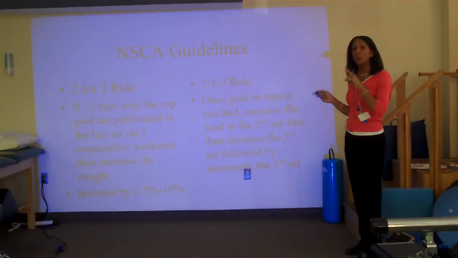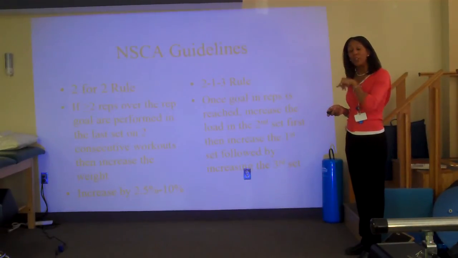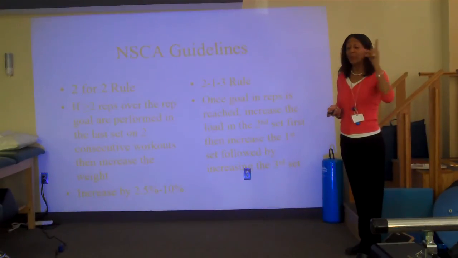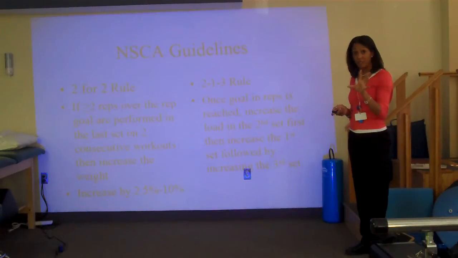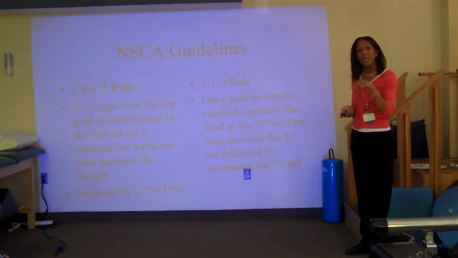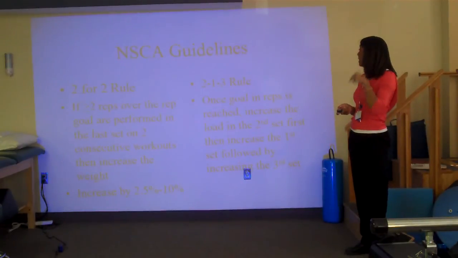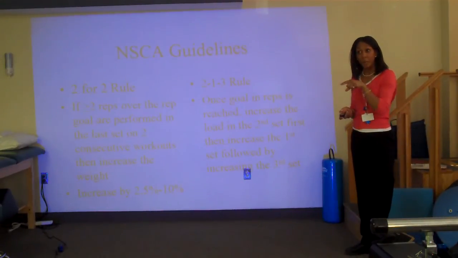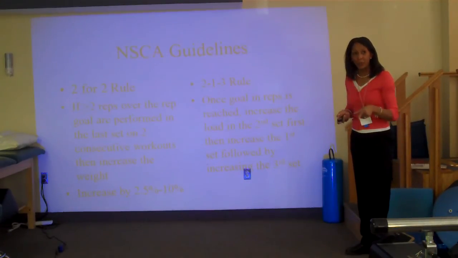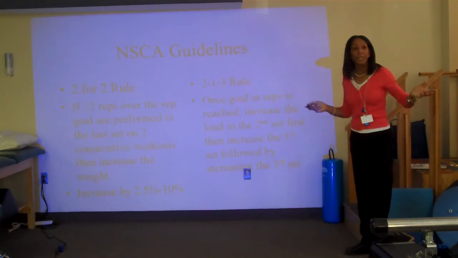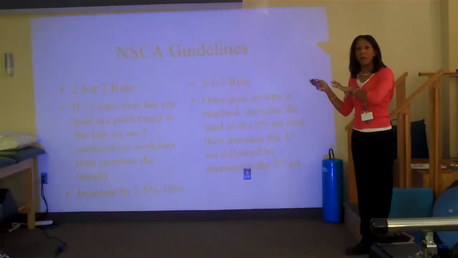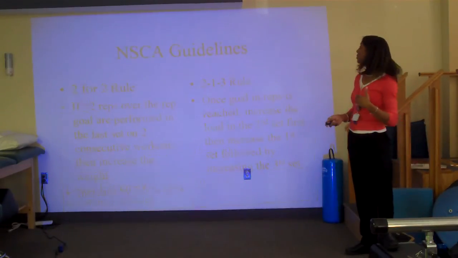Okay? Now, the 2-1-3 rule applies to when you're actually going to increase the weight. This is how you do it. You start in the 2nd set first. So they'll do their 1st set at their old weight. Then when they go to the 2nd set, you're going to bump it up. So once they reach their goal, then you're going to increase the load in the 2nd set first, okay? Then followed by the 1st set the next time they come in. Then you add that 3rd set. So the next time they come in, you don't just jump to the next weight and have them do all 3 sets at that. So this is a more evidence-based way to apply that resistance.